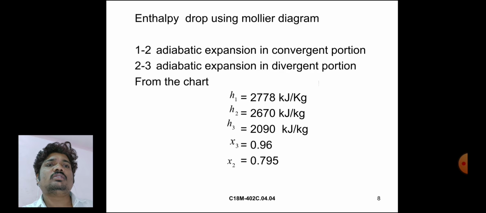H1 is the enthalpy at the entry position, H2 is at the throat position, and H3 is at the exit position.